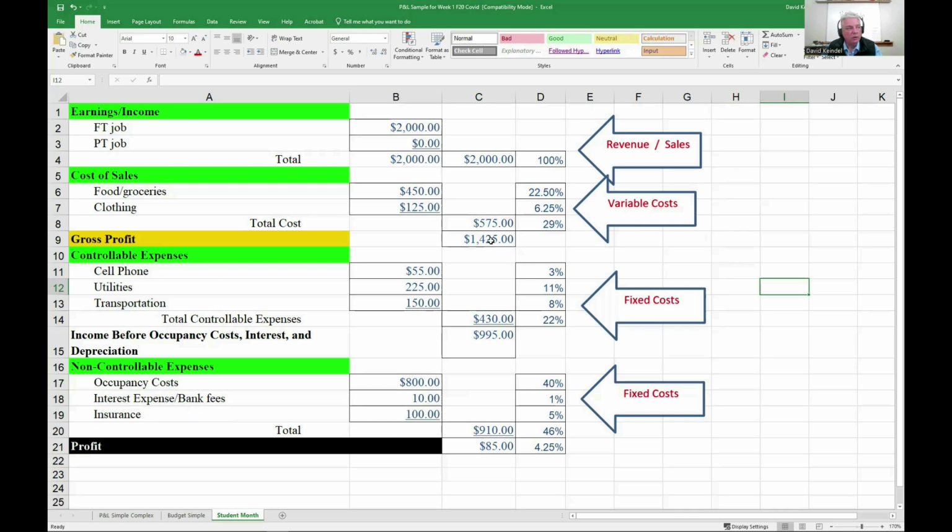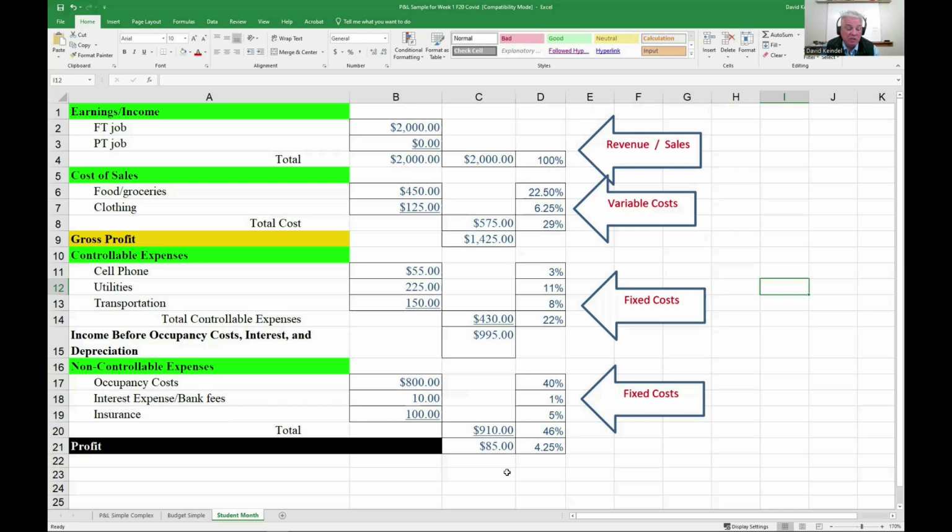What do we have left over? Well, 2,000 minus 575 is 1,425. 1,425 minus 430 is 995. 995 minus 910, we have $85 left over. So 85 divided by 2,000 is 4.25%. 4.25% is our net profit.